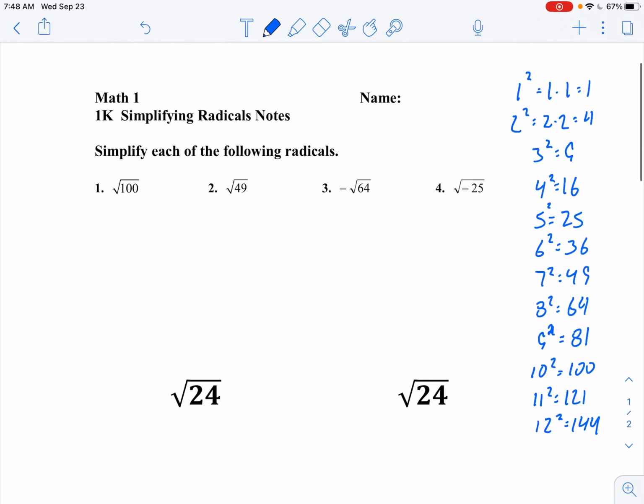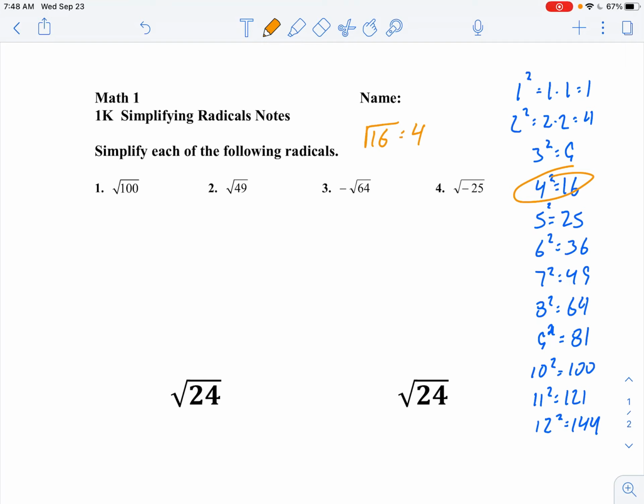A square root is the inverse operation of squaring. So, for example, let's take this one. If 4 squared is 16, then the square root of 16 is going to be 4. So the square root essentially means what number times itself would give me the number underneath the square root sign. There are many numbers that multiply to 16: 1 times 16, 2 times 8, but 4 times 4 is 16. That's why the square root of 16 is 4.